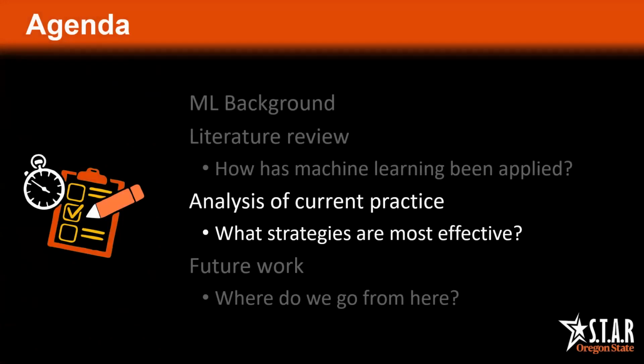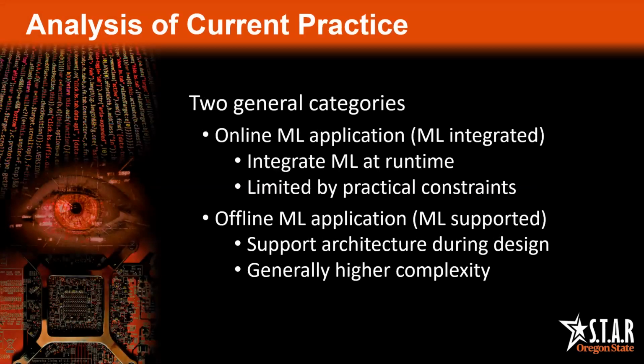With all these broad applications in mind, we can pick out some potentially useful practices for future work. I divide work into 2 categories based on design constraints and operating timescales, and therefore different design practices. The first category, online ML application, includes work that integrates machine learning at runtime, even if training is performed offline. Design complexity in this work is therefore inherently limited by practical constraints such as power, area, and real-time processing overhead.